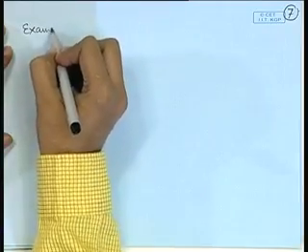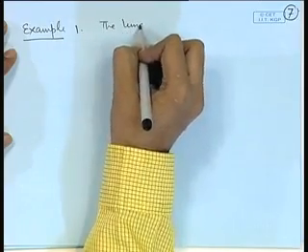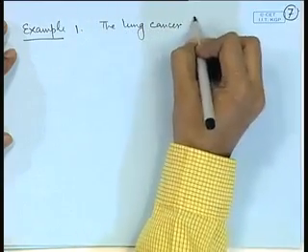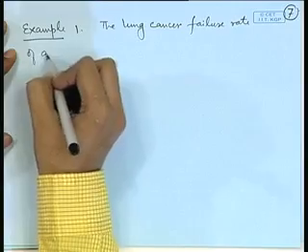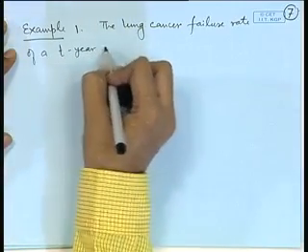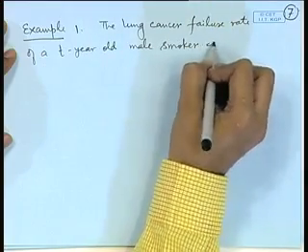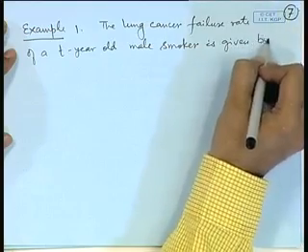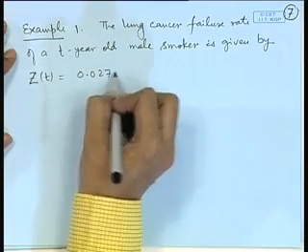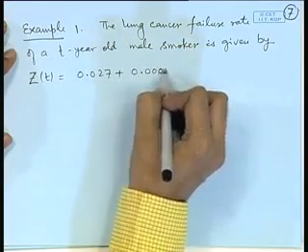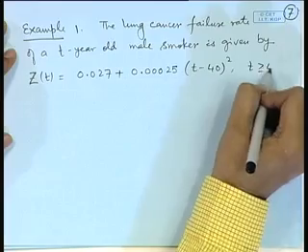Let us look at one application. The lung cancer failure rate, that is the hazard rate, of a T-year-old male smoker is given by Z(t) equal to 0.027 plus 0.00025 (t minus 40) square for t greater than or equal to 40.